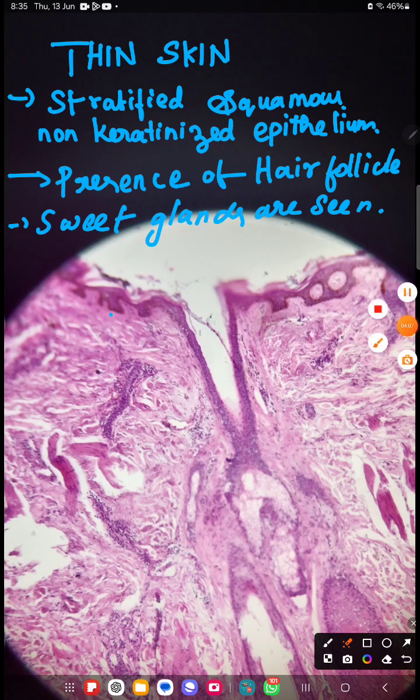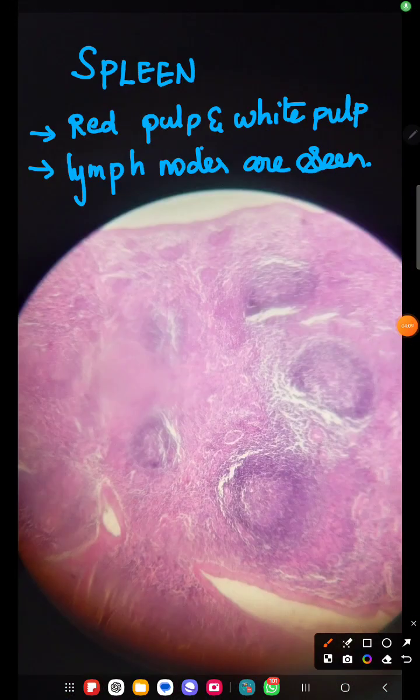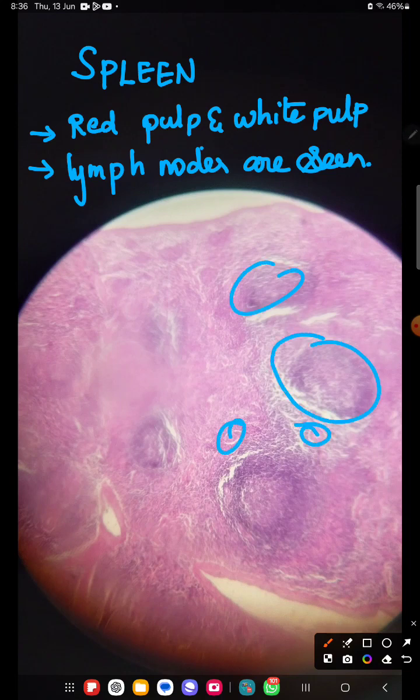In this video I am going to talk about the spleen. The spleen has red pulp and white pulp, and lymph nodules are seen. They have red pulp and white pulp also present.